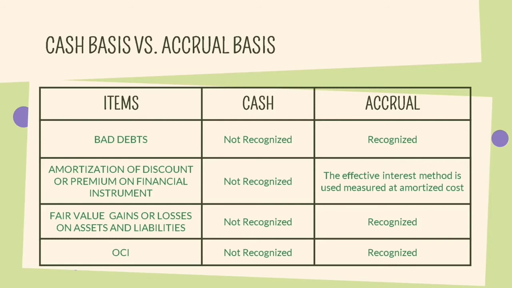Fair value gains or losses on assets and liabilities. Under cash, it is not recognized, while under accrual, it is recognized. And lastly, other comprehensive income. Under cash, it is not recognized, and under accrual, it is recognized.